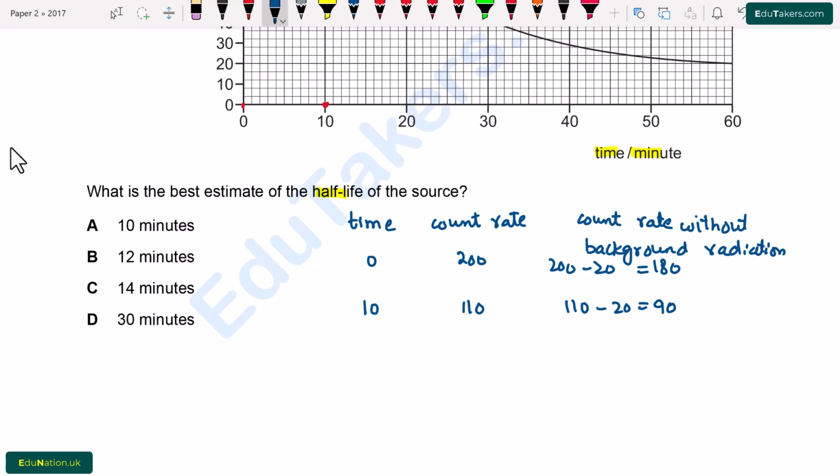Half-life is the time during which the count rate becomes half. It means that initially the count rate is 180, and when the first half-life passes, the count rate will be 180 divided by 2, which is equal to 90. So the count rate becomes 90, which is given here. It means that the half-life is equal to 10 minutes. When 10 minutes pass, the count rate becomes half. From here, option A is correct.